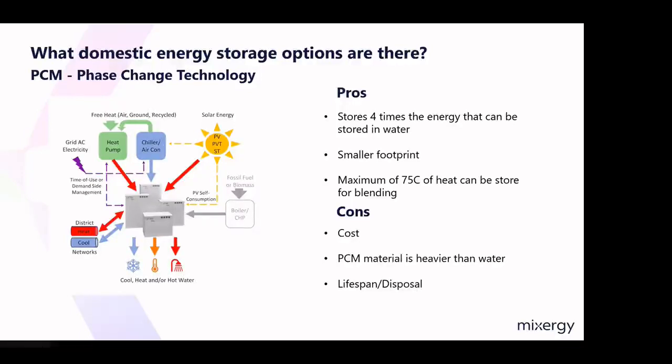But the pros and cons of PCM materials are still being debated. A few pros are: the PCM can store 4 times as much energy, which gives a smaller footprint, and it has a maximum temperature of 75 degrees, so we can store a boost in usable hot water if it's blended down to a tapping temperature of 40 degrees C.